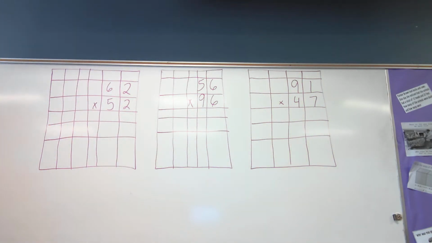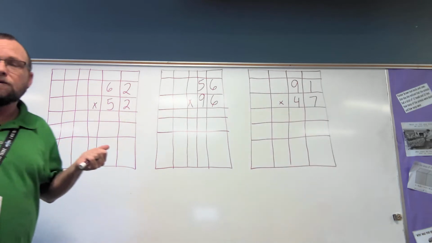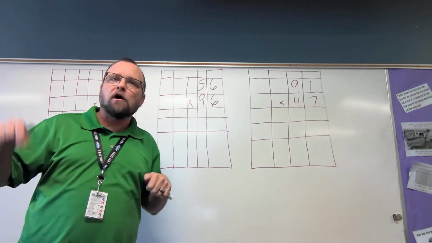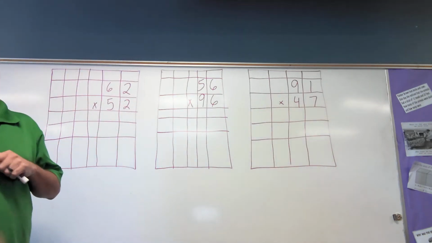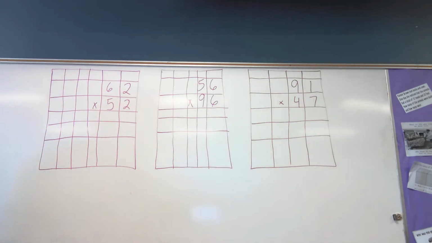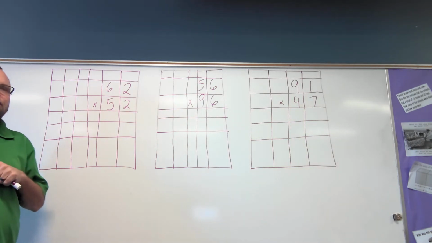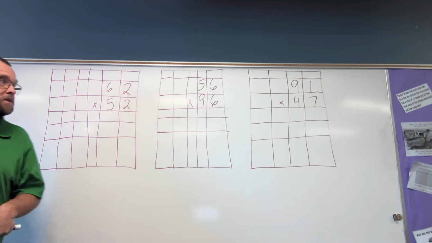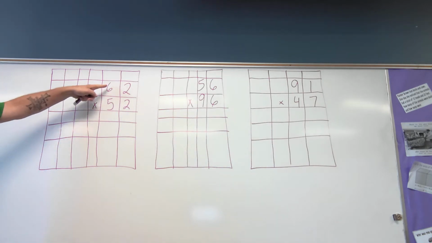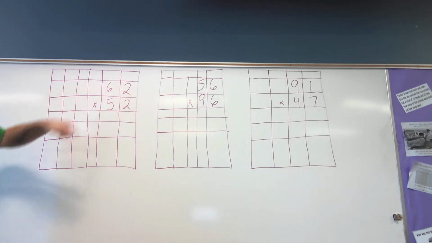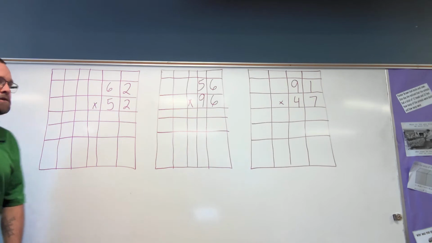All right, so first, when I'm doing pretty much any problem, I want to estimate first. You estimate before you solve the problem, not after. If you do it afterwards, that's called rounding, not estimating. So I have my factor of 62 and my factor of 52. Those two numbers are called factors. The answer to a multiplication problem is called a product.